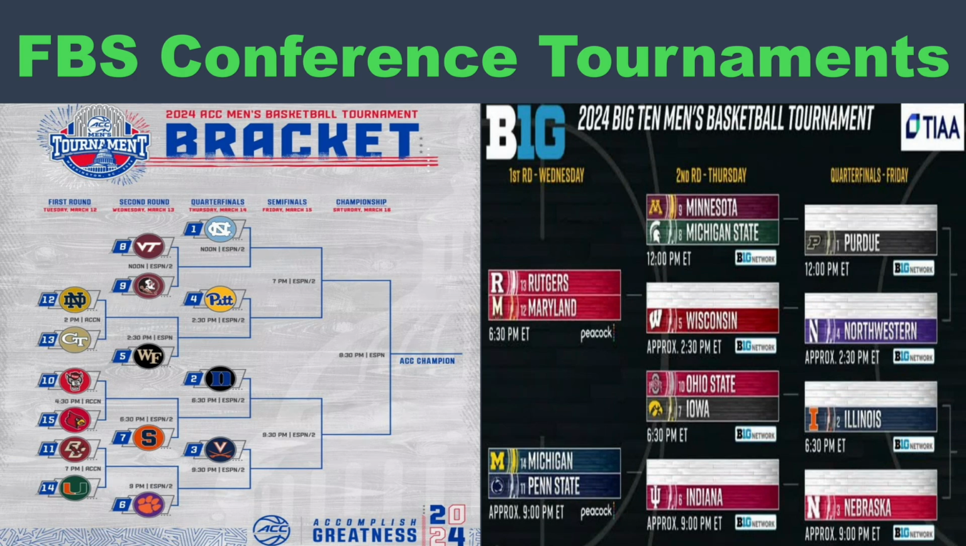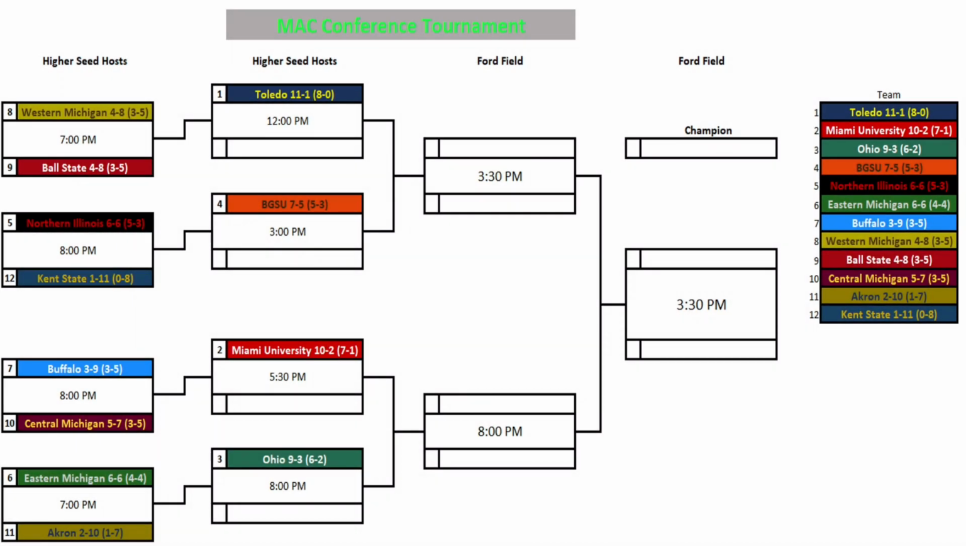So, we're going to start with the Group of 5, start with the MAC. Toledo was the 1 seed, Miami, Ohio was the 2 seed. They both played in the MAC championship game. So that's why they're the top 2. Ohio was the 3, and Bowling Green would be the 4 seed for the MAC. As you can see, the 5 through 12 is on the far left as well.